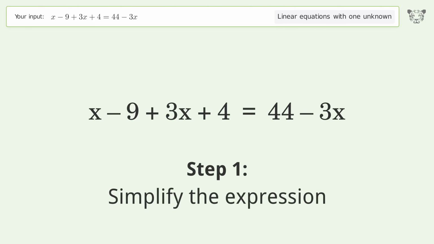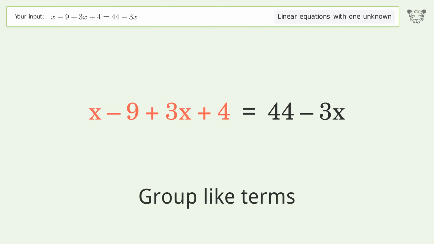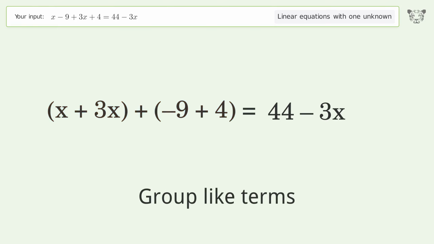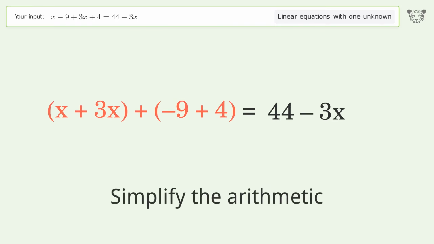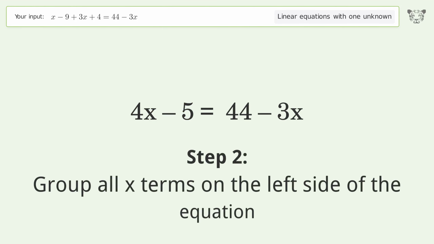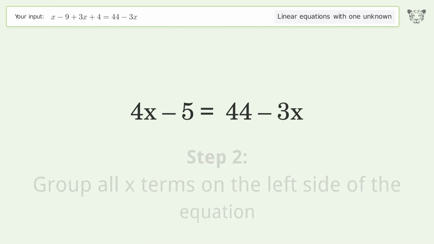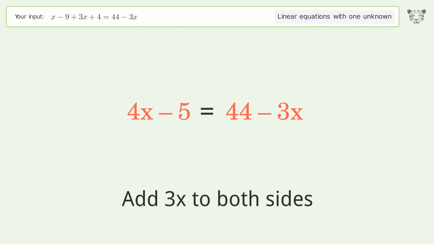Simplify the expression. Group like terms. Simplify the arithmetic. Group all x terms on the left side of the equation. Add 3x to both sides.